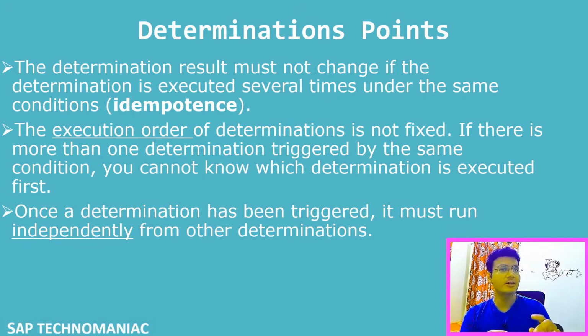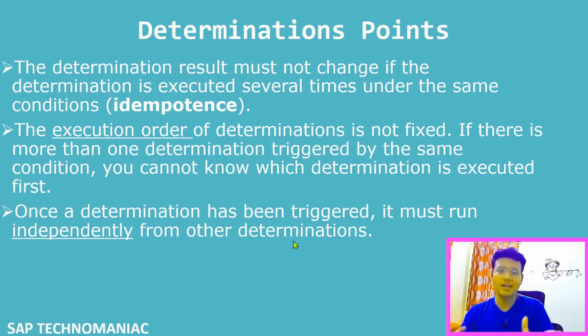So you should not think that in one determination I will update this field, and in the second determination, since the field is updated, based on that I will update another field. That should not happen, because it might be that the second determination is executed and then the first one, and whatever you assumed will not work. So the execution order of the determinations is not in your hand, it will be random. And the last thing: once a determination has been triggered, it must run independently from other determinations.